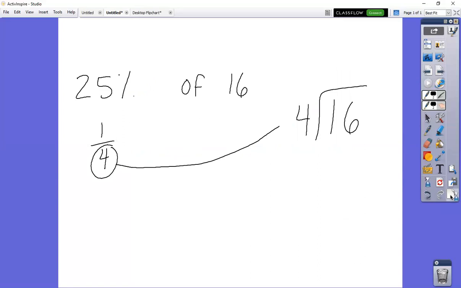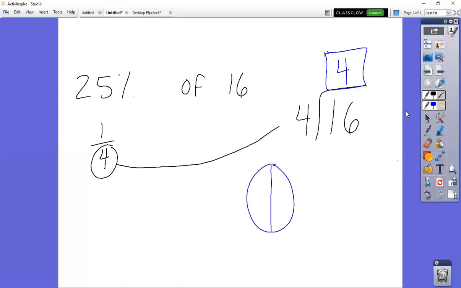So this is a fact you should know. 16 divided by 4 is what? Same thing as saying 4 times what equals 16, and our answer is 4. So 25% of 16 is 4.